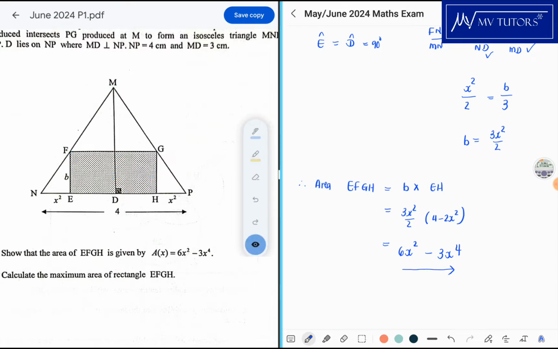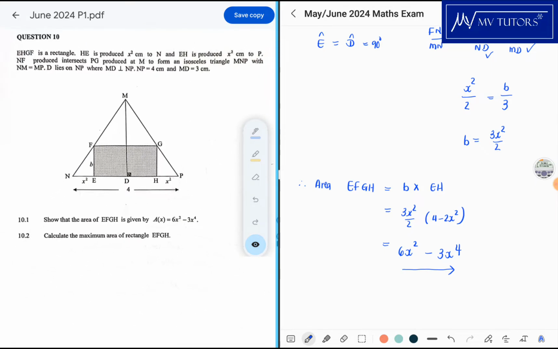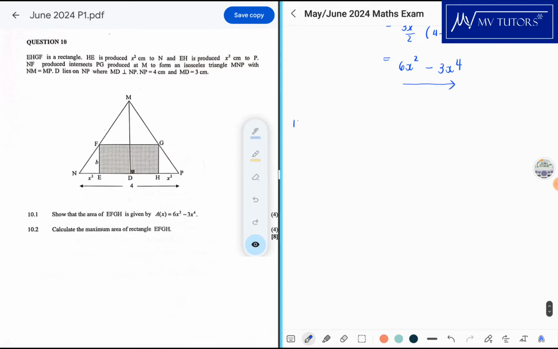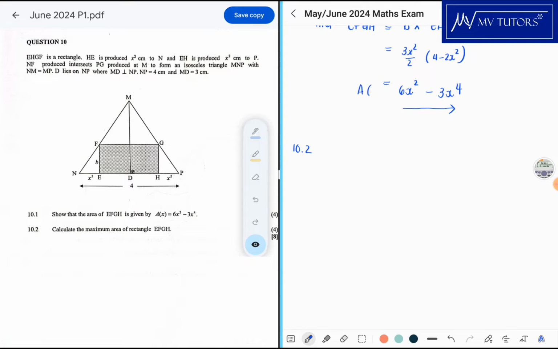The nice thing about these types of questions is you know what you're working towards, so it makes it a little bit easy, and you know as well if you are wrong. Okay, now it says calculate the maximum area of rectangle EFGH. If you couldn't prove this area, do not lose heart. You can continue with this answer because it has been given.